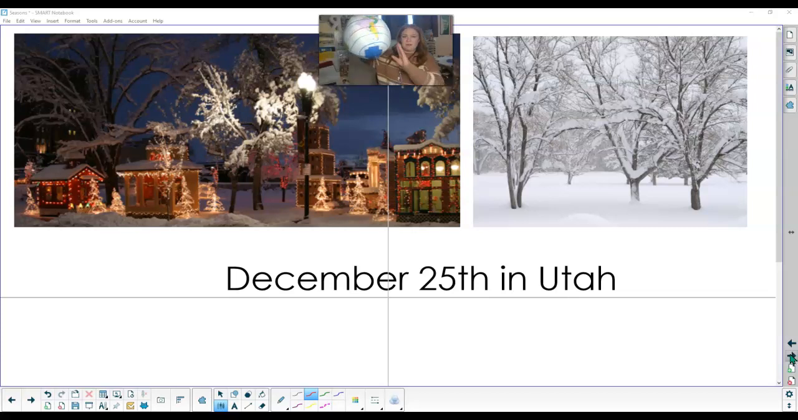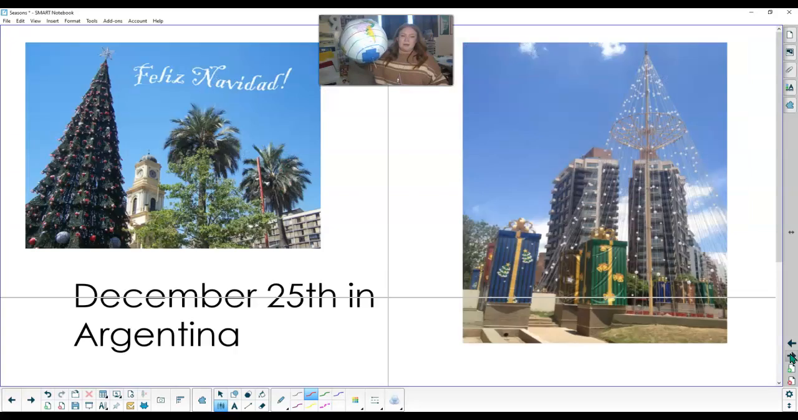Meanwhile, we've got this southern pole tipped toward the sun. This is Argentina. I just came down to the southern part. So here's Argentina on December 25th. Right? They've got palm trees, nice blue skies. That's because they are below the equator and they are tipped toward the sun. So they're actually having summer while we're experiencing winter.